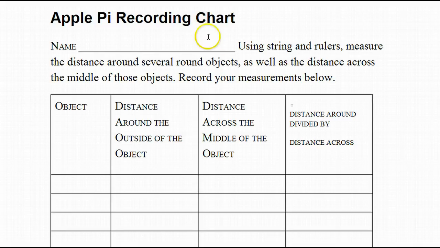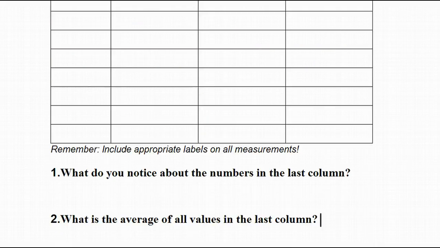This is the handout we have created for the activity. The students would put the name of the object in the first column, measure the distance around, or the circumference, in the second column, and the distance across the middle of the object, or the diameter, in the third column, and then divide the distance around, the circumference, by the distance across, the diameter, to get a number in the last column. The bottom of the form has the students noticing that the numbers in the last column are about 3 point something and taking an average of those, which you'll talk about in groups and then talk about as a whole class.